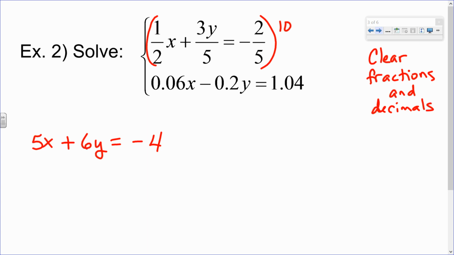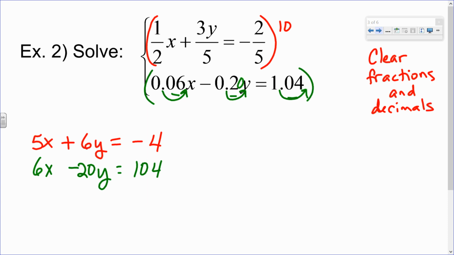For the second one, I have 2 decimal places, 1 decimal place, 2 decimal places. So I need to move all of the decimals 2 spots to eliminate all of those. So this will give me 6x. If I move this one 2, I need to put in a placeholder. So then I have minus 20y. And this one, when I move it 2 places, I have equals 104. You may either think of that as moving the decimals all the same number of places, or multiplying by 100, which moves the decimal 2 places.